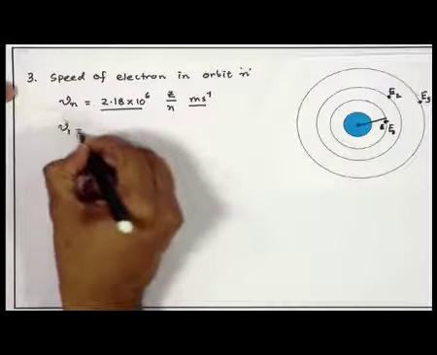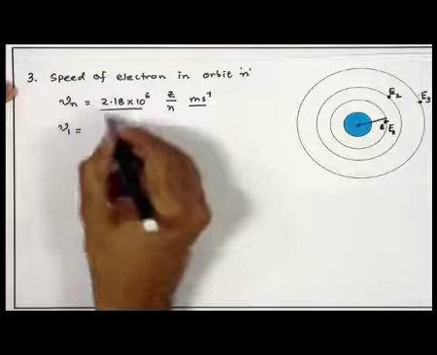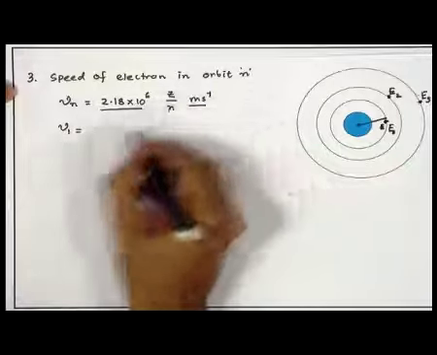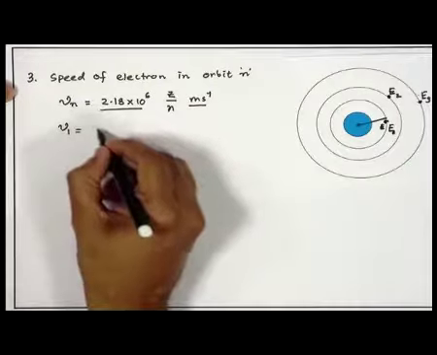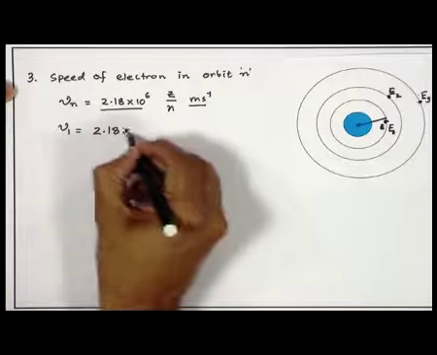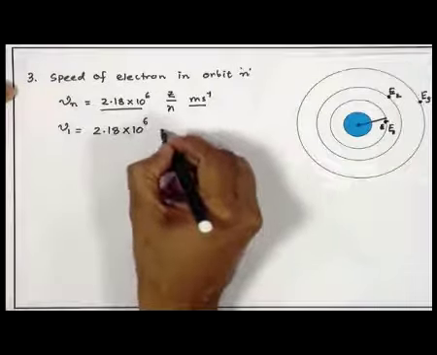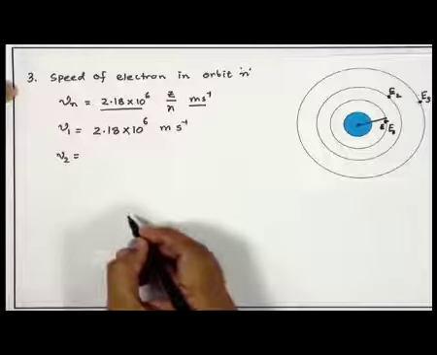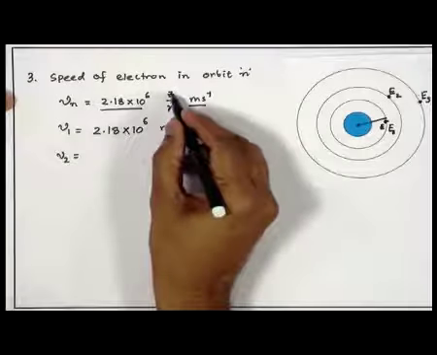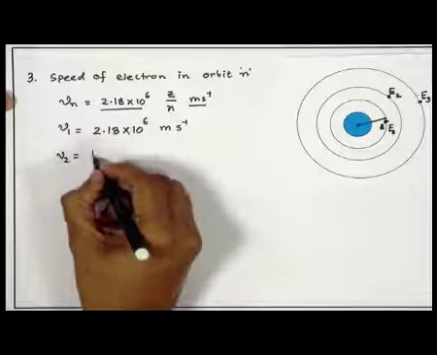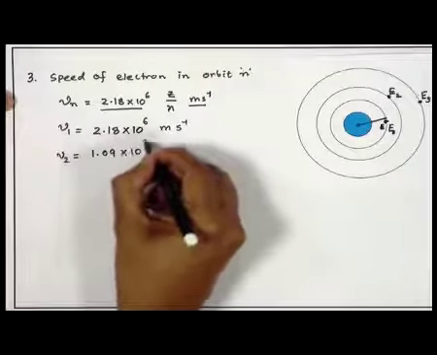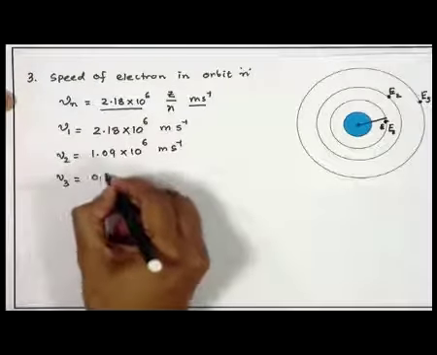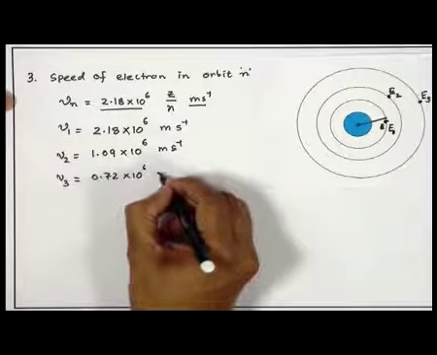We can write down the speed of the electron in the first orbit. For hydrogen atom, z is 1. So, for first orbit n is again 1. So, the speed of electron in the first orbit is essentially 2.18 into 10 to the power 6 meter per second. The speed of the electron in the second orbit, when z is 1, because we are still in hydrogen atom, and n is 2, you will get 1.09 into 10 to the power 6 meter per second, and so on and so forth. You can see V 3 is 0.72 into 10 to the power 6 meter per second.